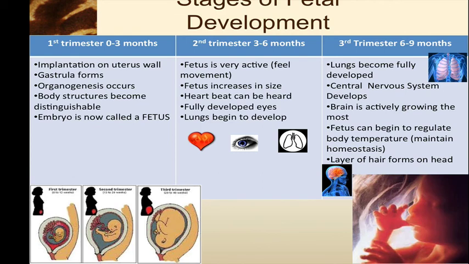We have hair forming on the head during our third trimester, which is pretty significant. Remember, the eyes are developed, the ears are developed in the second trimester. The baby can hear sounds in the second trimester. The baby is very active and it's kicking in the second trimester.